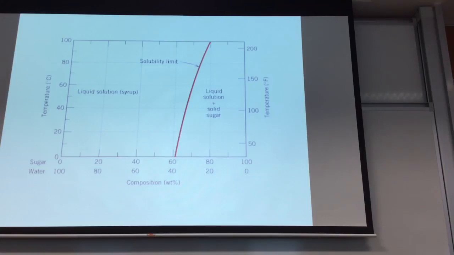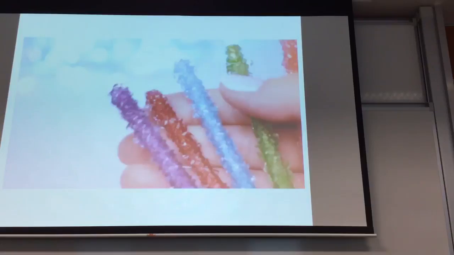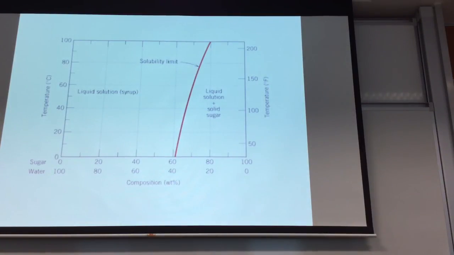This part is your liquid solution plus your solid sugar. You remember initially I gave the example with salt. Add salt to your water. Up to a certain point, salt no longer dissolves. You get solid salt. So in this case, it's sugar. You get solid sugar. And this is your solubility limit. Solubility limit is the maximum concentration of your solute in your solvent.